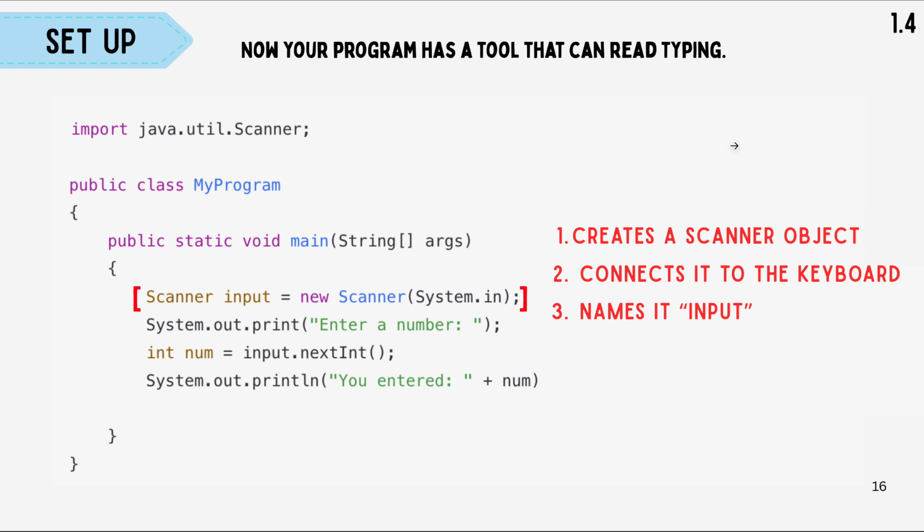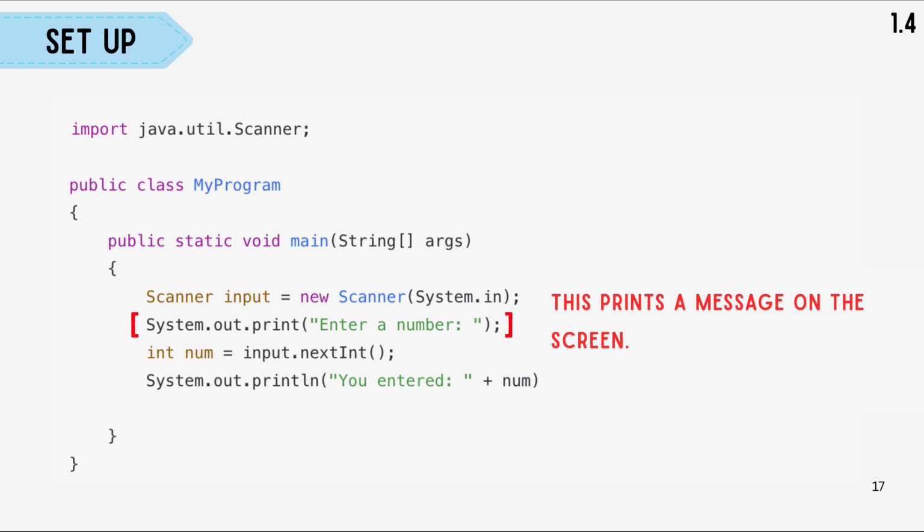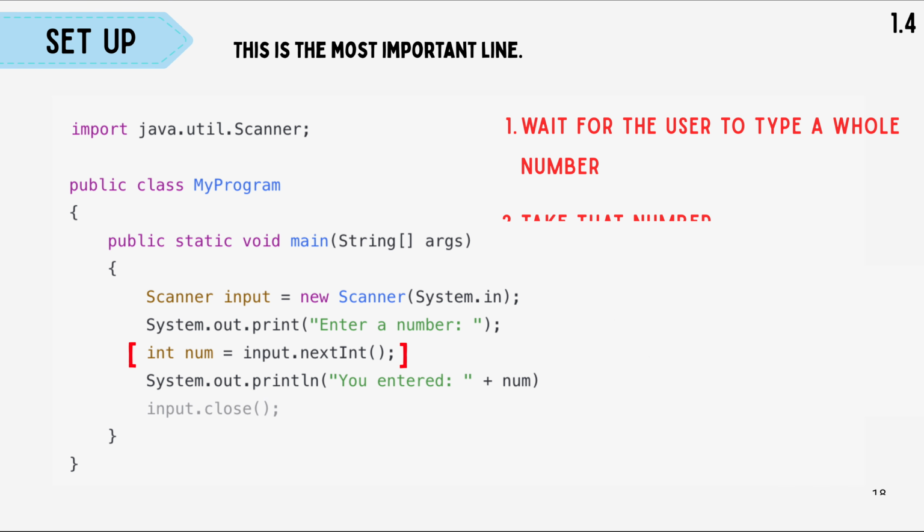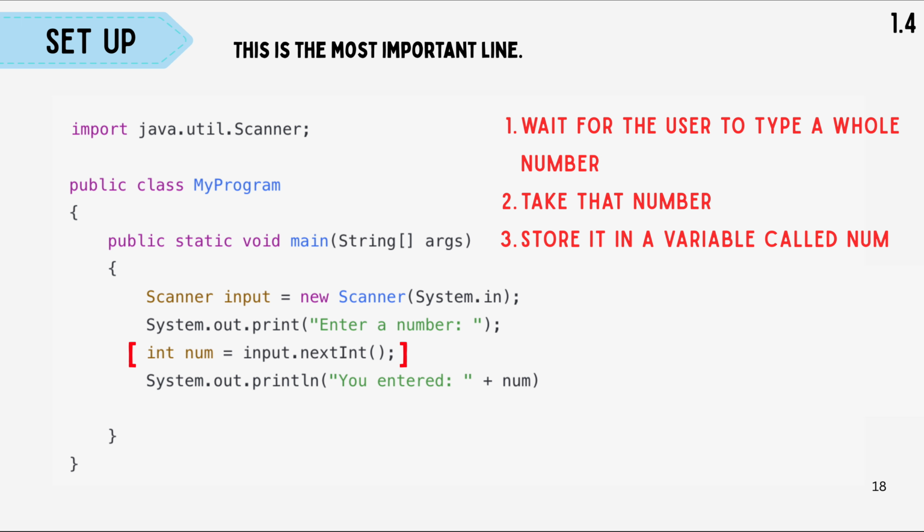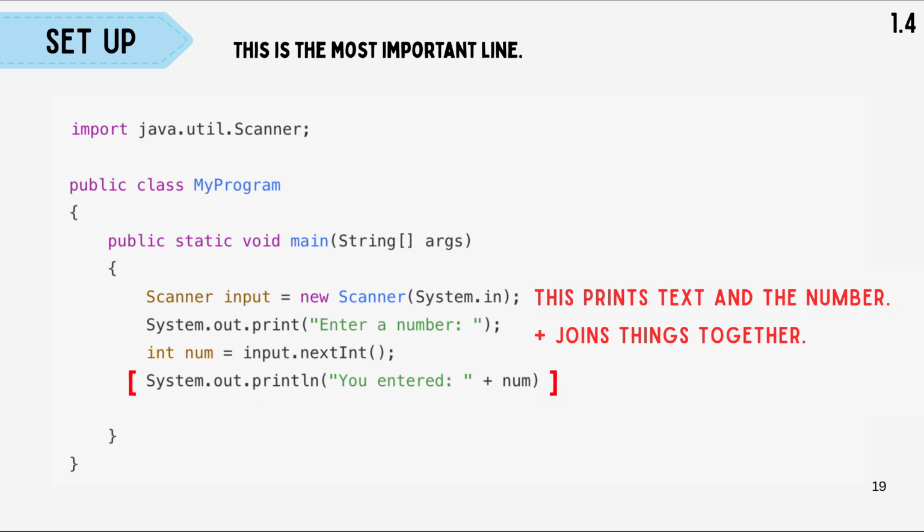The next line is the scanner input. So Scanner, the class name, then the name of the new input equals new Scanner(System.in). That is the line that you just have to memorize and just know. And then the next one is where it prints the message on the screen, simple. And then the next line is where it waits for the user to type a message in the IDE, and then it puts it into the variable, and then it gives an output later.